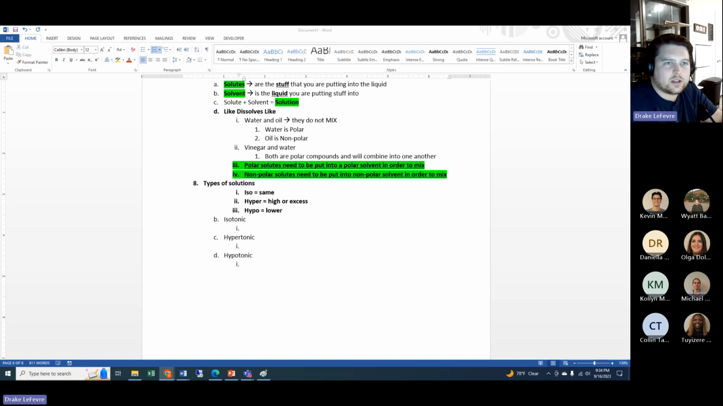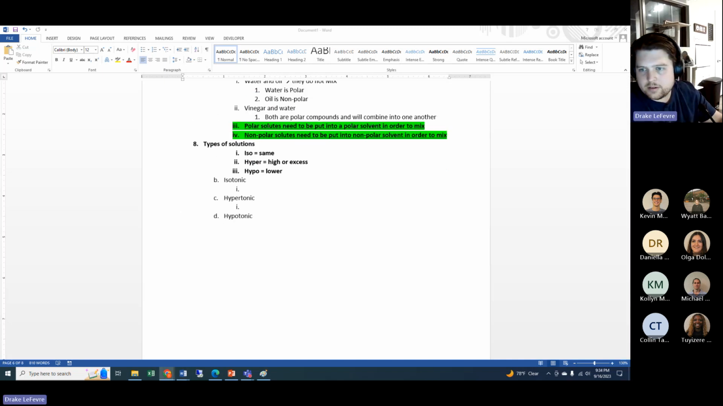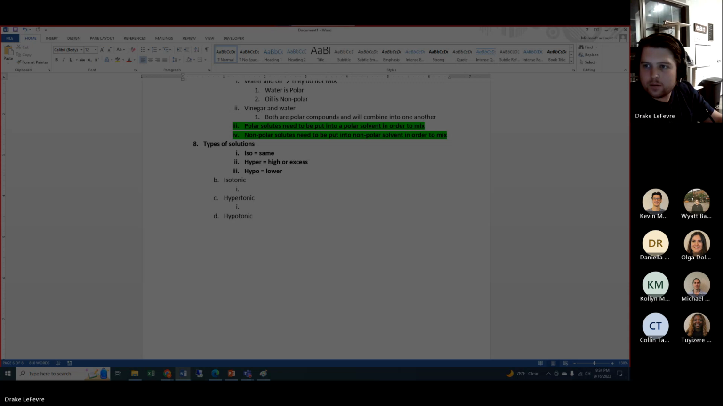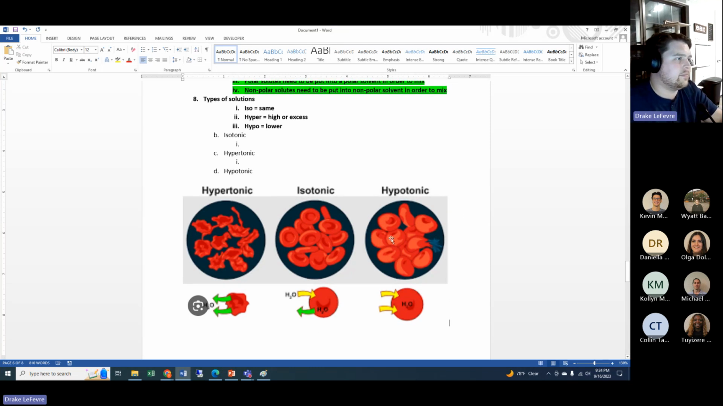The way that he wants us to learn these, specifically, is we usually talk about them within a cell. So you'll see some sort of image like this. We'll see something like this: hypertonic, isotonic, and hypotonic. Here's another picture. This one's probably actually better.